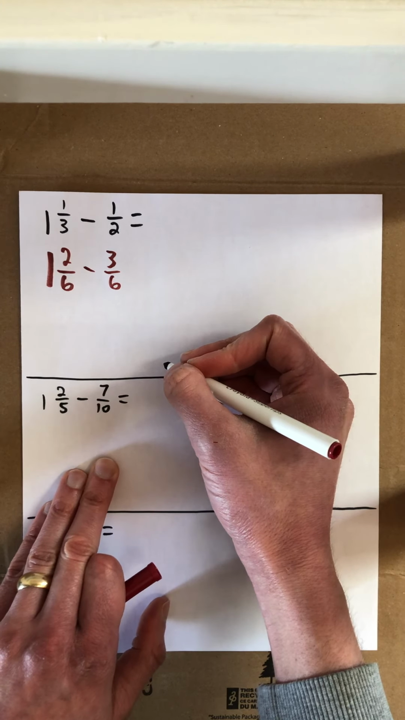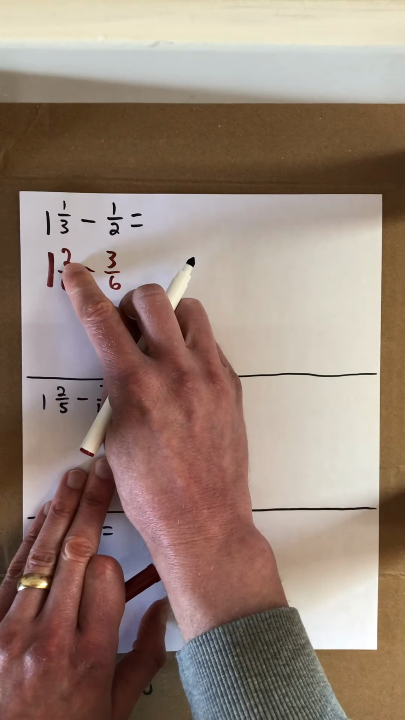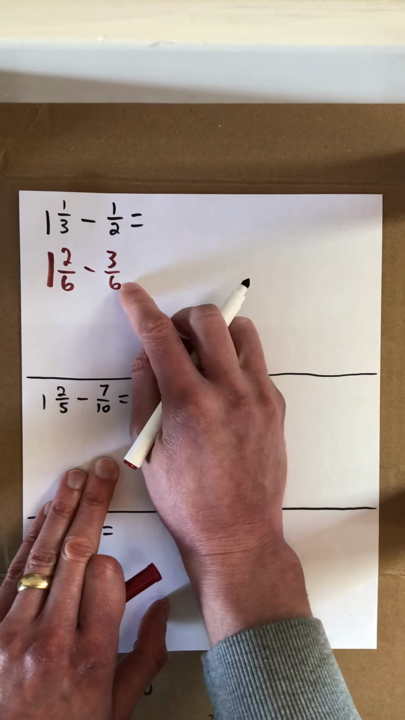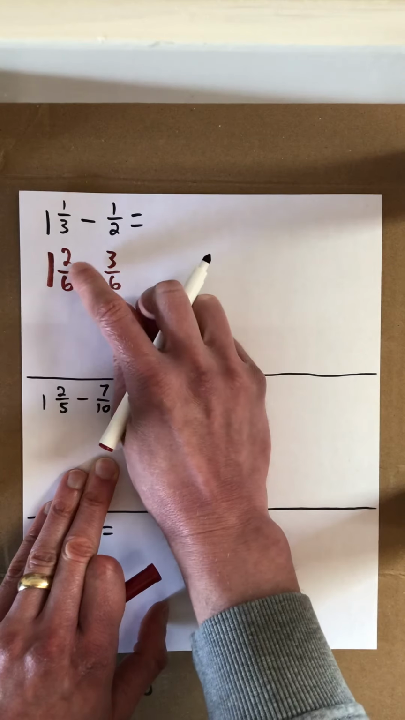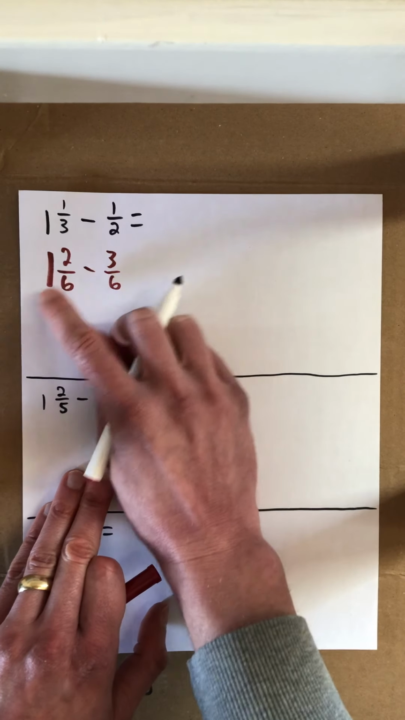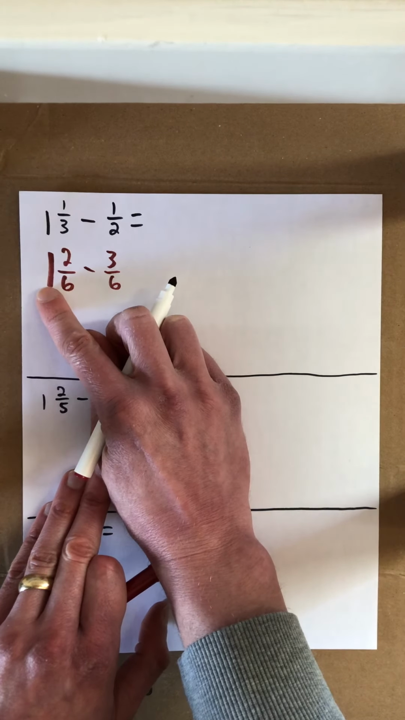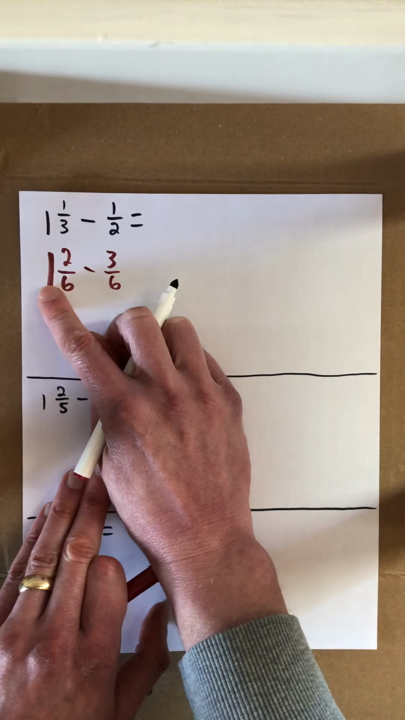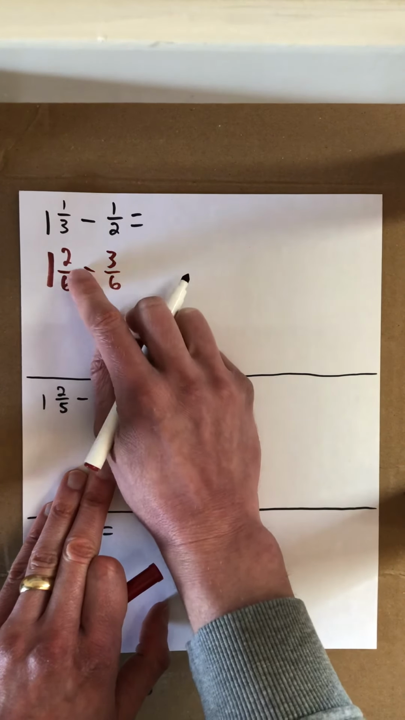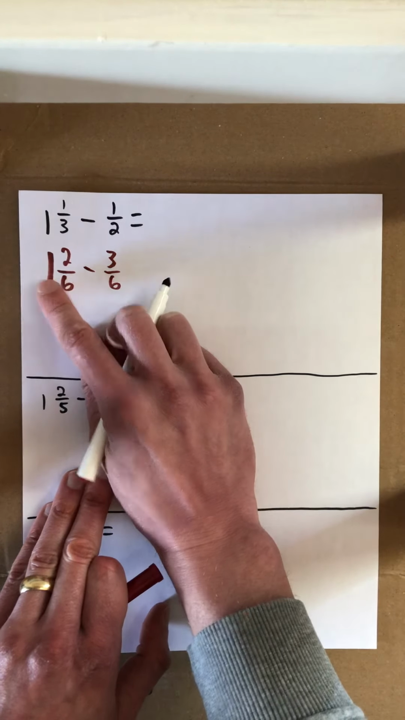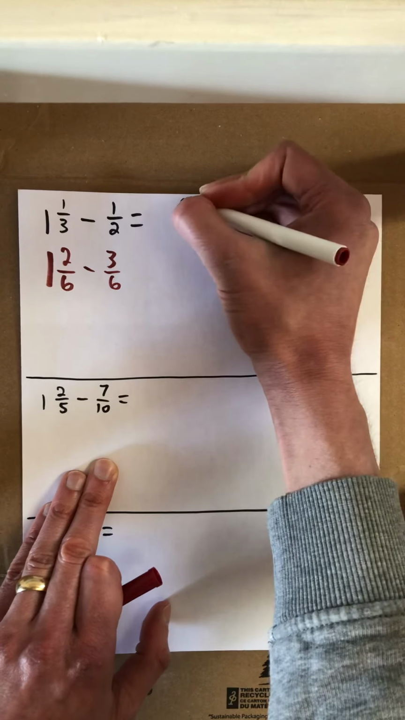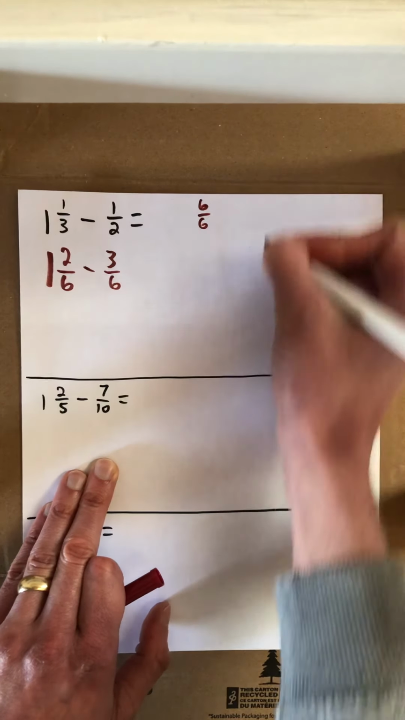Because if I take a look at what I've got over here, I'm trying to take 2/6 and subtract 3/6 away from it. 3/6 is more than 2/6. So I'm going to have to borrow from this whole. So how much is this whole worth, given that each of these slices is out of 6? Well, a whole is basically the same thing in this case as 6/6, right?